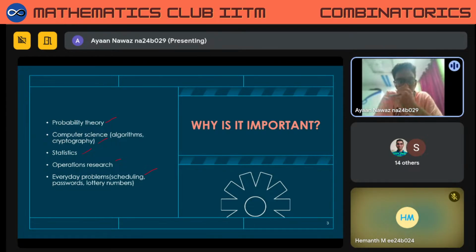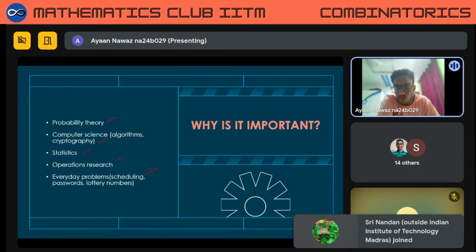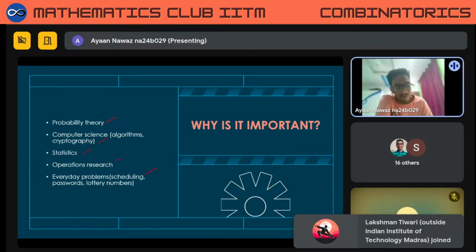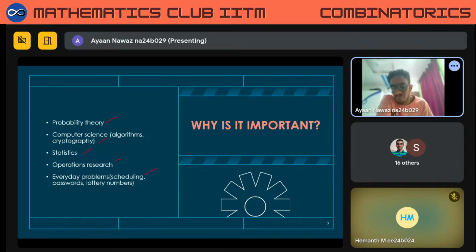In computer science, algorithms and cryptography, it's the same thing as passwords. Then statistics and operations research. Statistics also comes under probability theory a little bit. Suppose you want to know the statistics of it raining tomorrow. Basically, you need to find the number of days it has rained before on the same day and divide by the total number of days. All that requires combinatorics to count. You can't count such big numbers by using simple arithmetic.